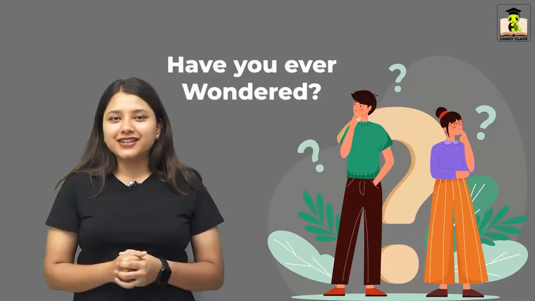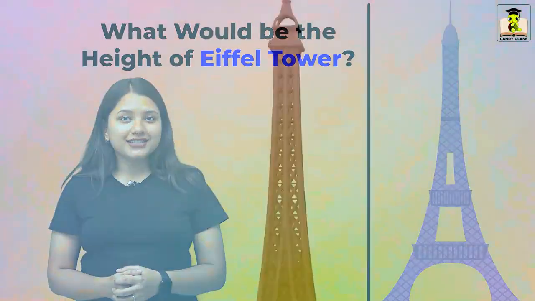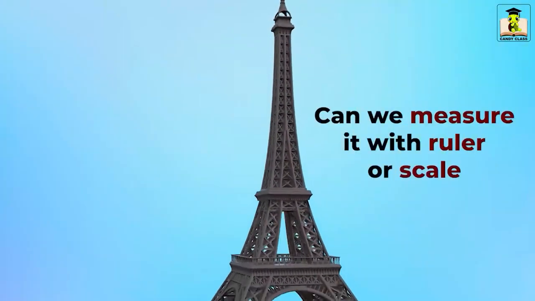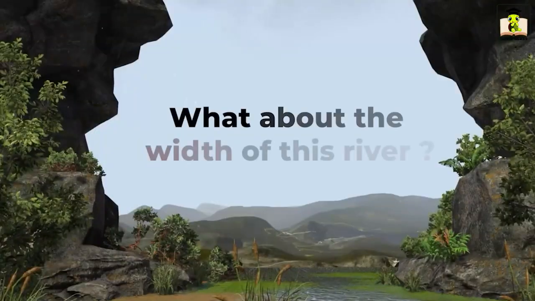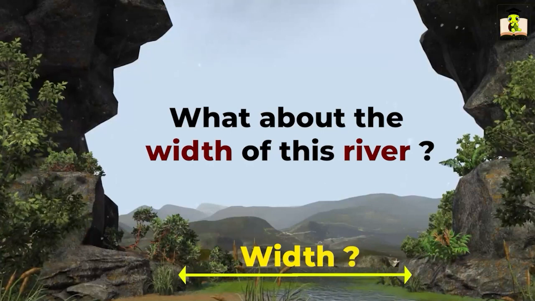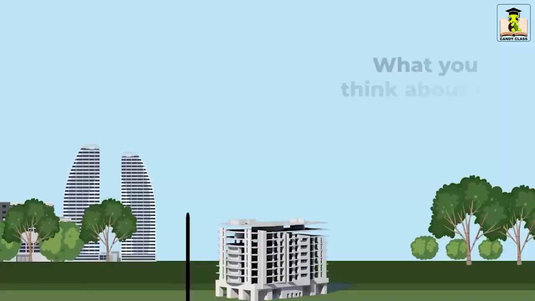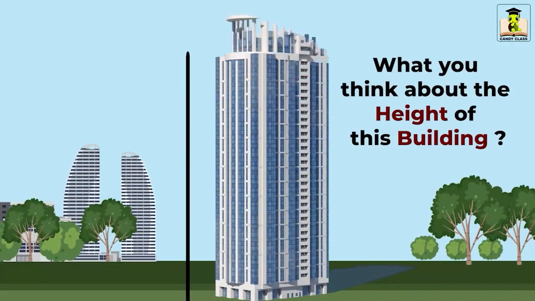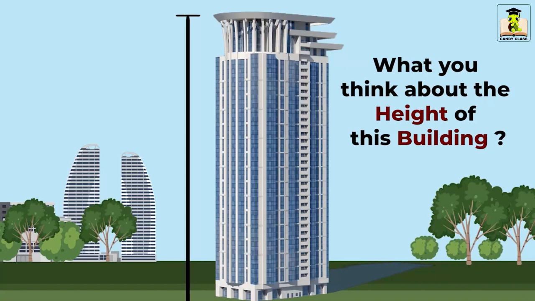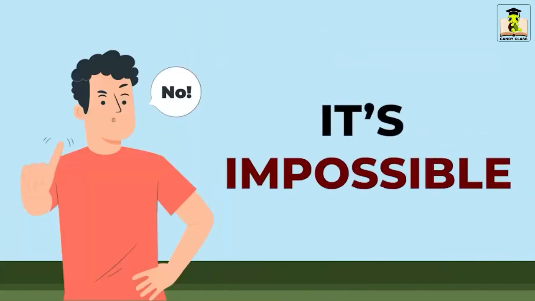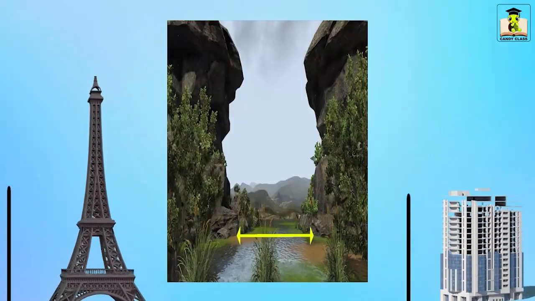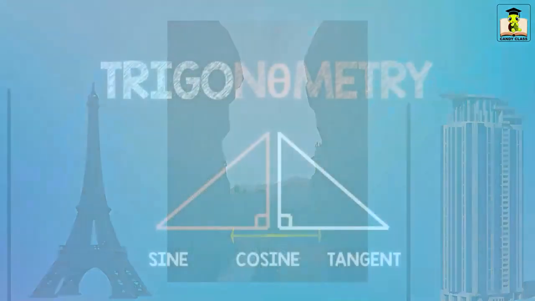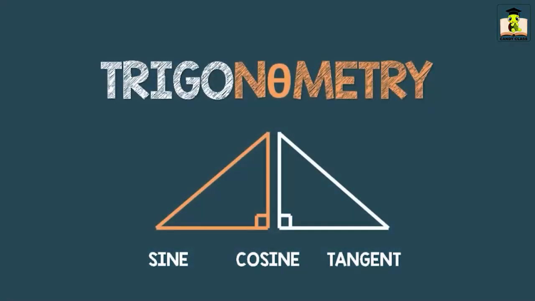Have you ever wondered what its height would be? Can we measure it with a ruler or scale? What about the width of this river? And what do you think about the height of this building? Can you measure it with the help of a measuring tape? No, it's impossible. So such heights and distances can be found by applying trigonometry.